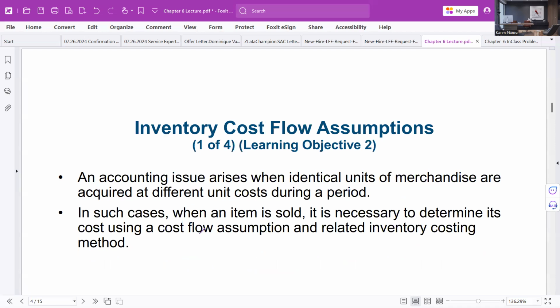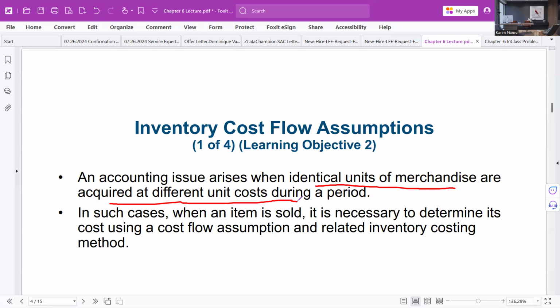The problem that we are faced, though, in accounting for our inventory is when identical units of merchandise are acquired at different unit costs during a period. That happens when prices are changing, right? You buy goods at one price at the beginning of the period, and then a week later you buy the same goods and the cost is different.